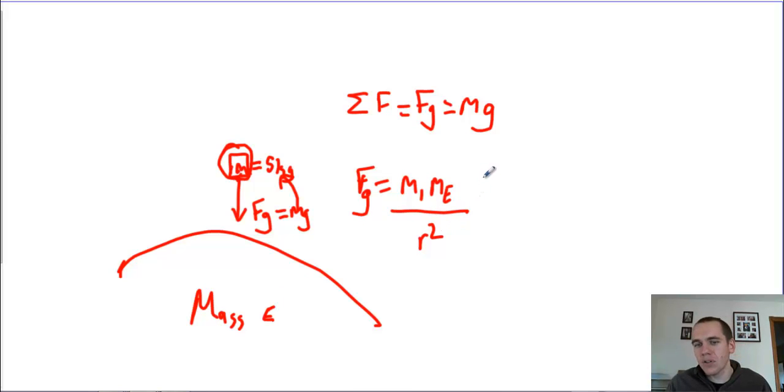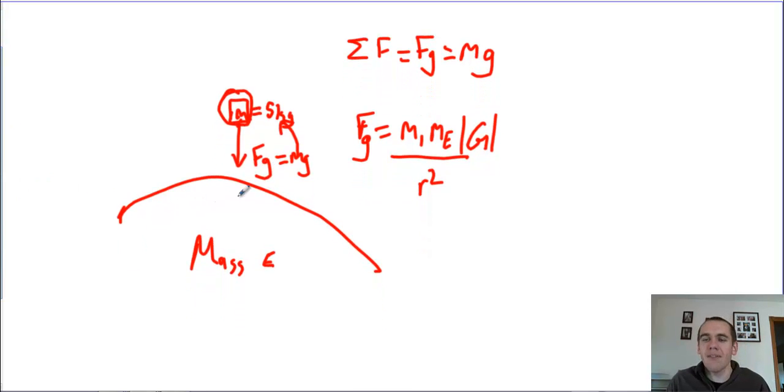divided by r squared, times this universal gravitational constant G. Capital G is not the same thing as lowercase g. Lowercase g is the acceleration due to gravity on Earth. Uppercase G is the universal gravitational constant. Doesn't matter where you are, they don't measure the same thing.